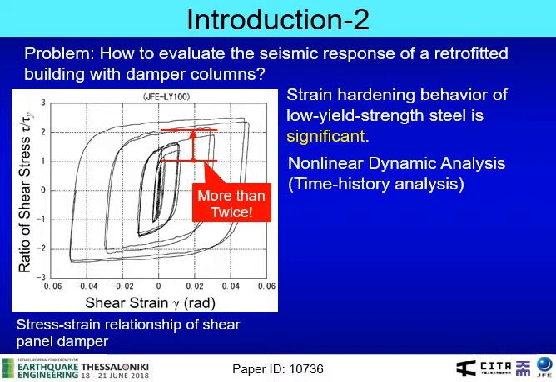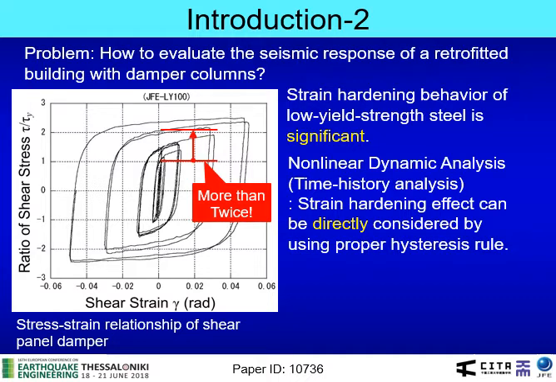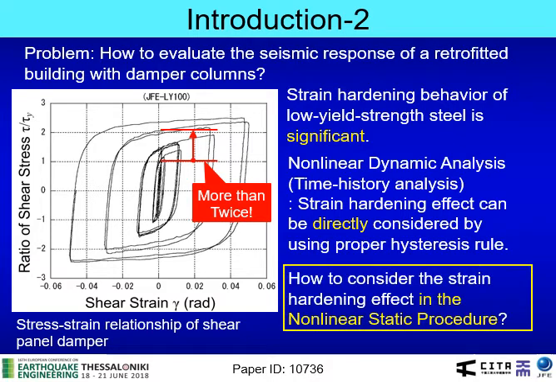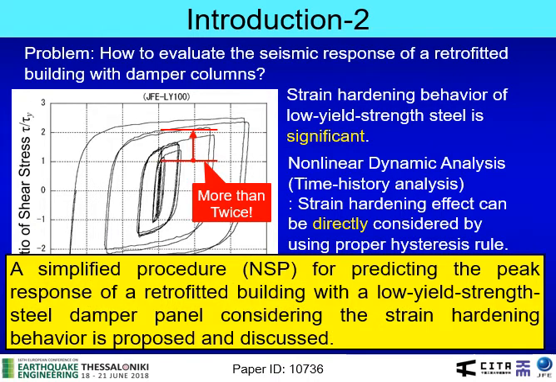In the nonlinear dynamic analysis or time history analysis, strain hardening effect can be directly considered by using a proper hysteresis rule. However, how to consider the strain hardening effect in the nonlinear static procedure? It is the problem I would like to talk about. In this presentation, a simplified procedure for predicting the peak response of a retrofitted building with a low yield strength steel damper panel considering the strain hardening behavior is proposed and discussed.